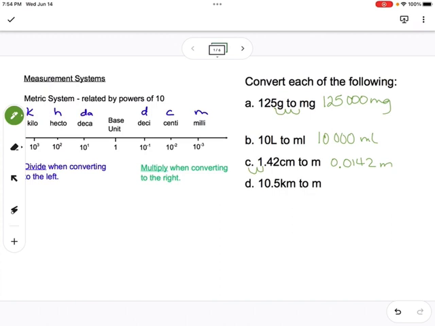And the last one, we're going from 10.5 kilometers to meters. Kilometers is a bigger unit. Going to the base unit, we're going to the right, 1, 2, 3. That means we're moving the decimal 3 to the right, or multiplying by 10, multiplying by another 10, multiplying by another 10. So 1, 2, 3. We have 10,500 meters.